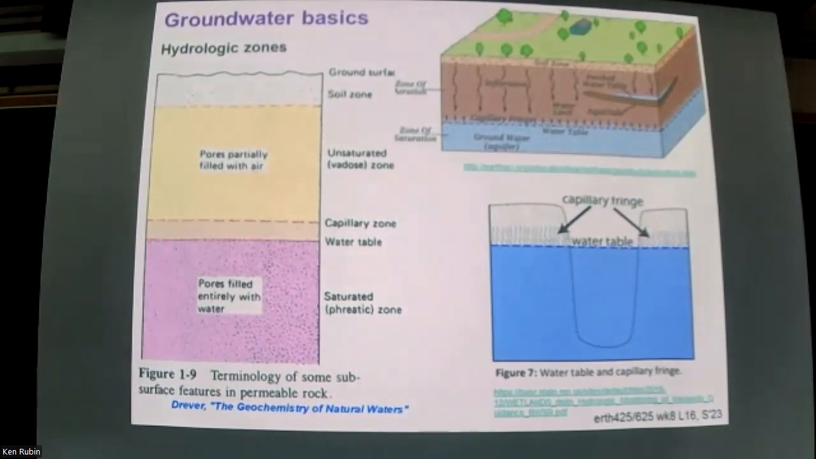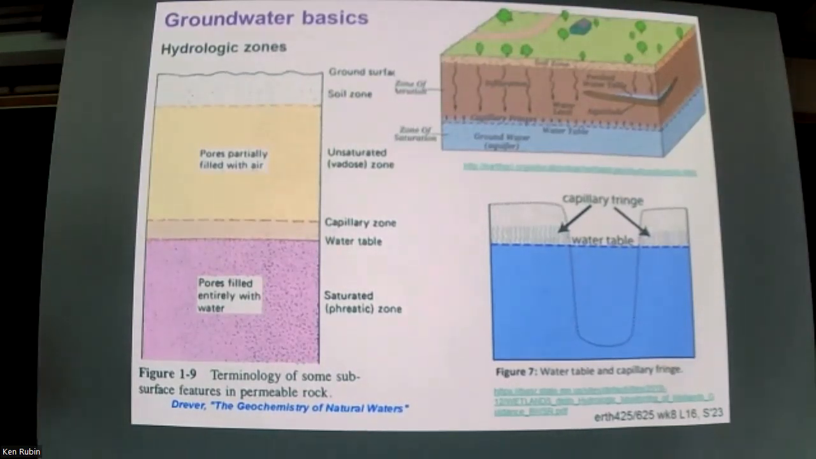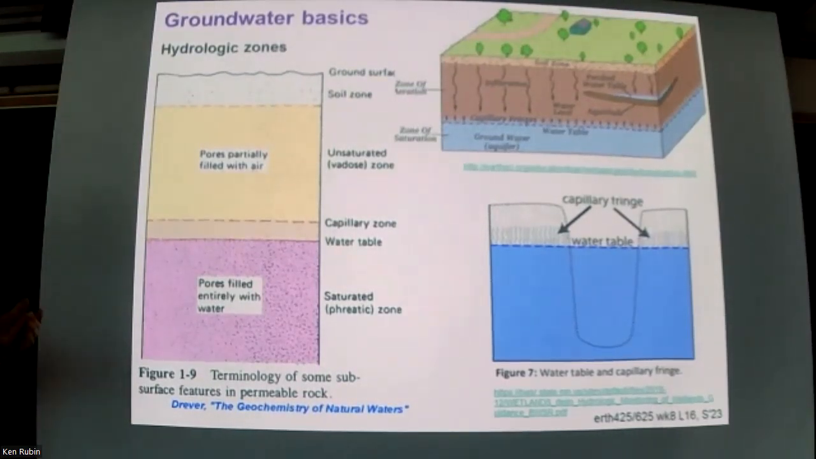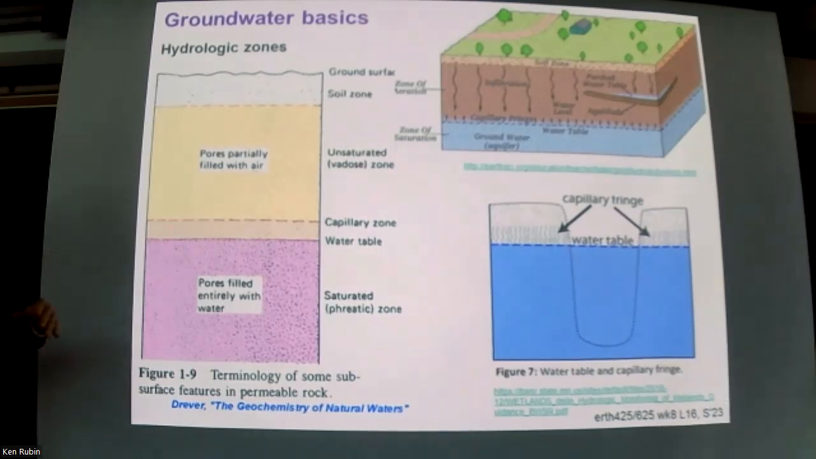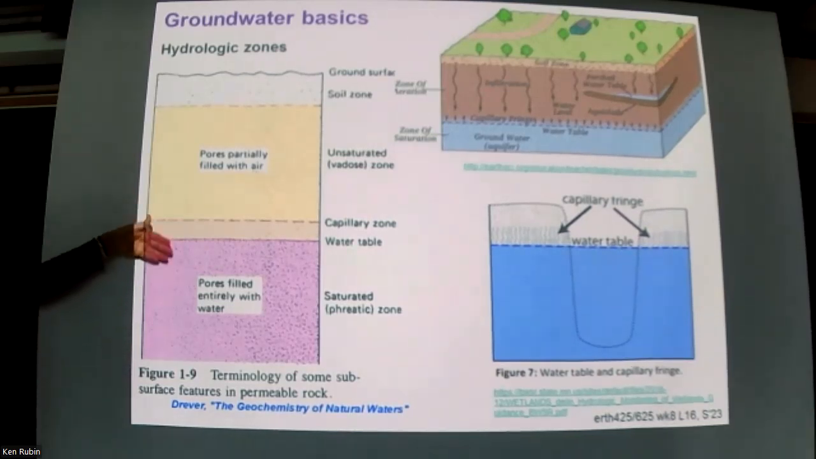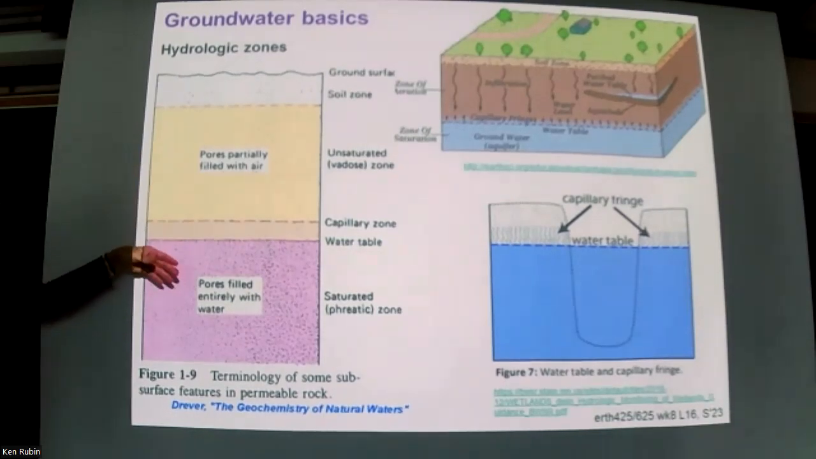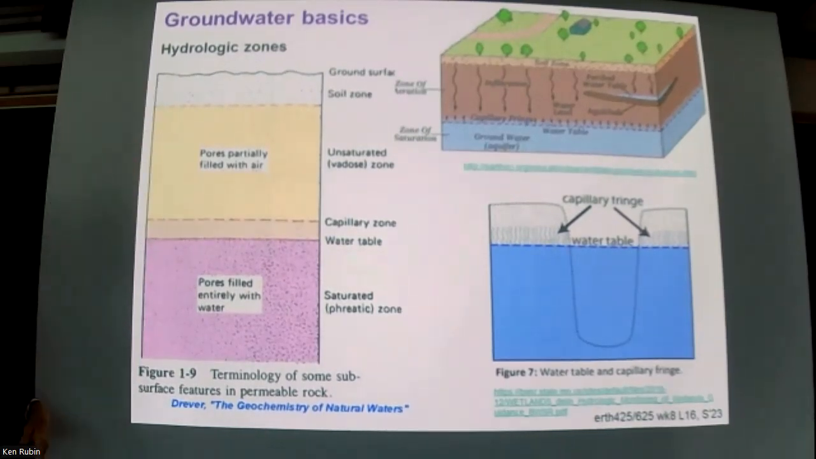Okay, so that was kind of the intro. Now I just want to talk a little bit about groundwater basics. We've defined before the unsaturated and the saturated zone. They're shown here, with depth down into a soil column.